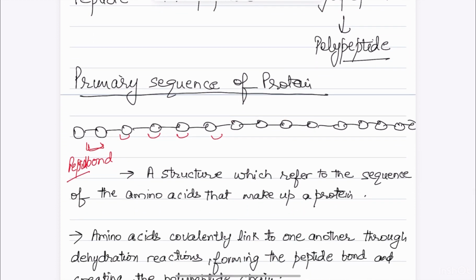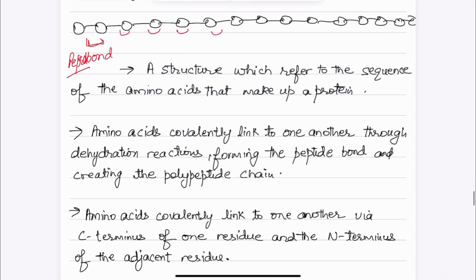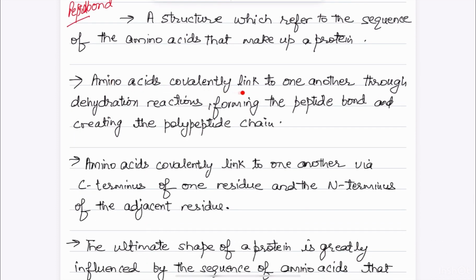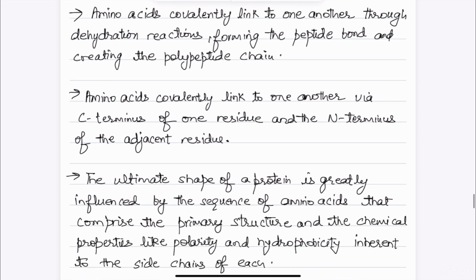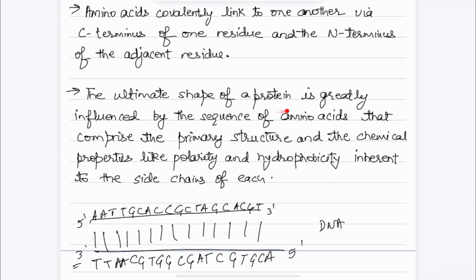The first order of polypeptide structure is called the primary sequence, and the major force which holds it is the force of peptide bonds. The only force present is the peptide bond, so they are covalently linked to one another by dehydration reactions, forming the peptide bond and creating the long polypeptide chain. Amino acids covalently link to one another via the C terminus of one residue and the N terminus of the adjacent residue, as we have already seen in the previous slide.